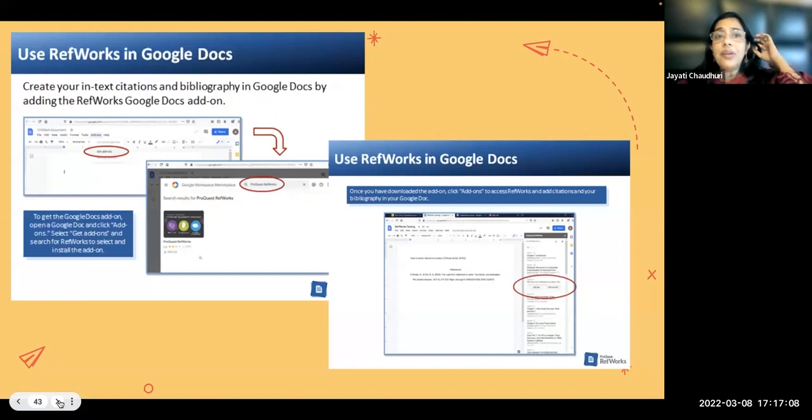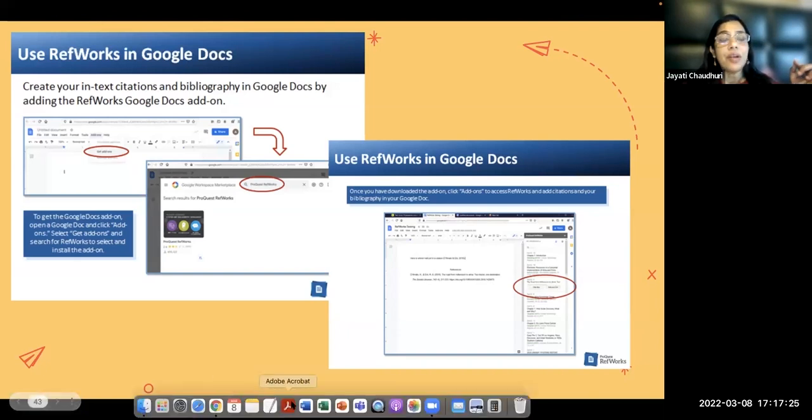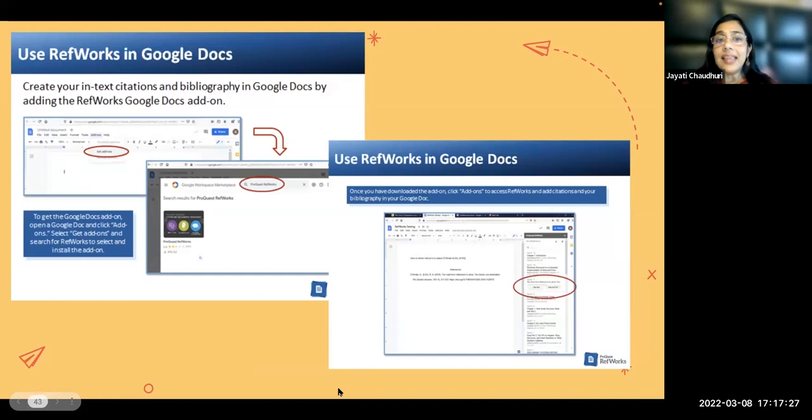Okay, so you can do the same thing with Google Docs, and I get this request from my students more and more, to show them how to integrate RefWorks in Google Docs. So it's very simple, just like Microsoft Word. In Google Docs, you need to click on the Add-ons menu from the top menu bar, and then Get add-ons, search for RefWorks, and then click on the Install button. It will be installed in your Google Docs within less than a minute.